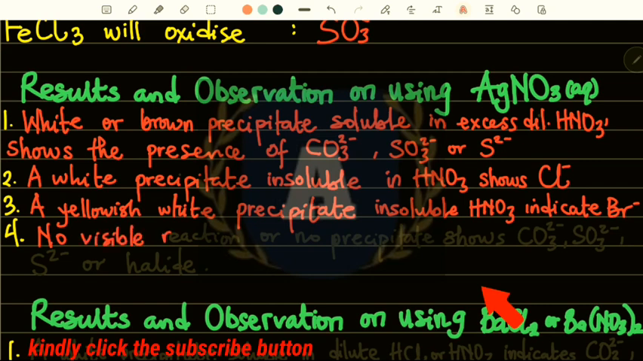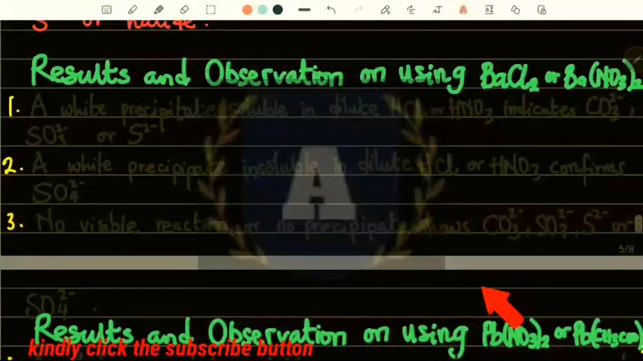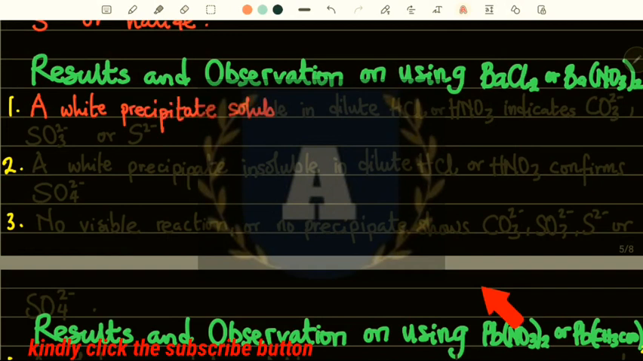Now if the reaction does not go at all, or there is no precipitate, what happened? It shows CO3 2 minus, SO3 2 minus, sulfide and the halides. So that is when there is no visible reaction. Then what are the observations when we have barium chloride or barium nitrate? Barium nitrate and or barium chloride, what do they form?